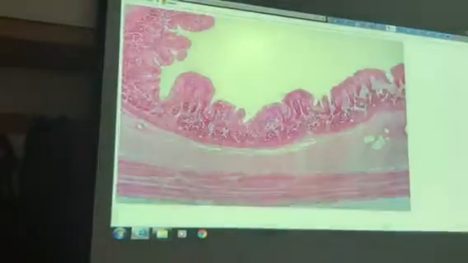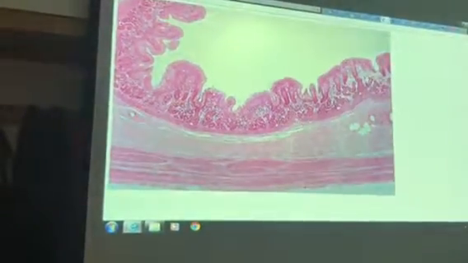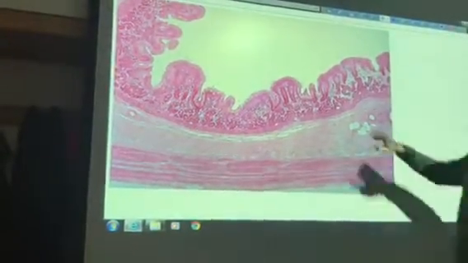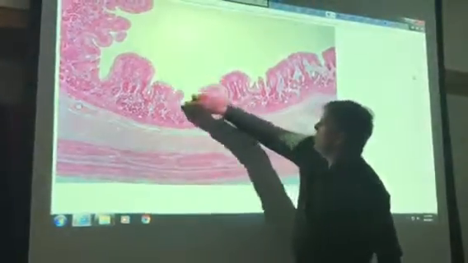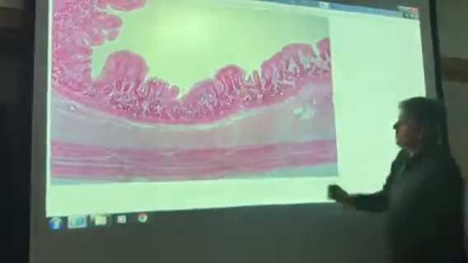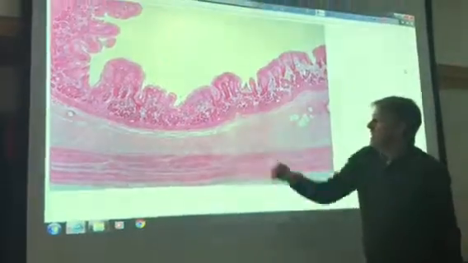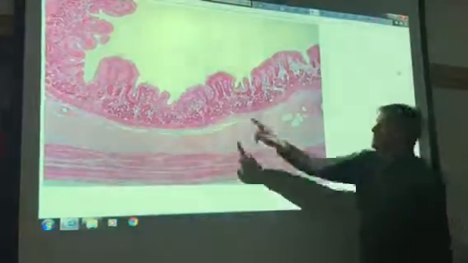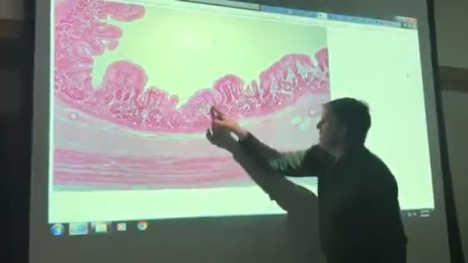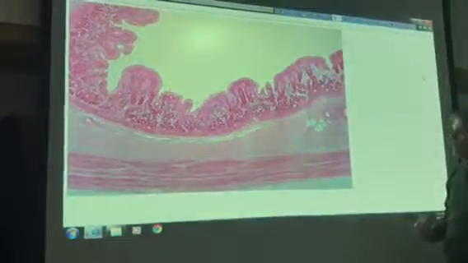Here's a slide showing you a little bit more. Okay, so again, these little things that are going in from the surface, those would be gastric pits. The circles themselves are gastric glands. The stuff filling in the spaces up here in between, that's the lamina propria.